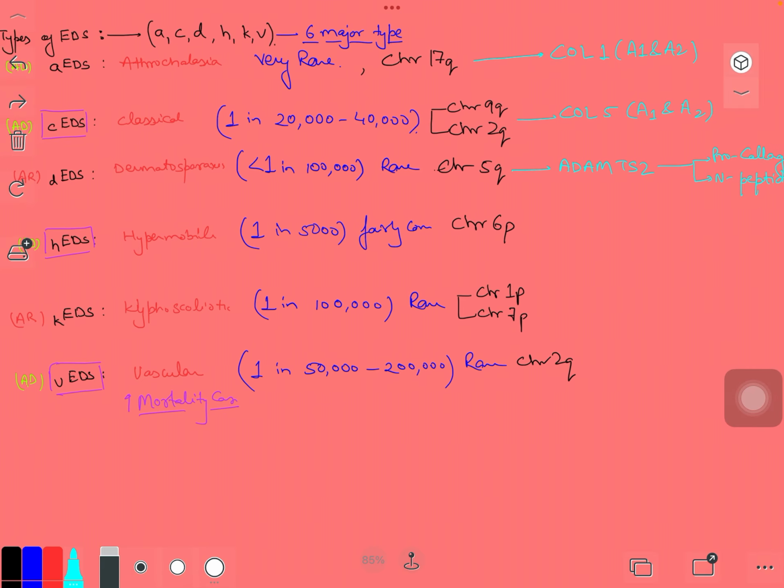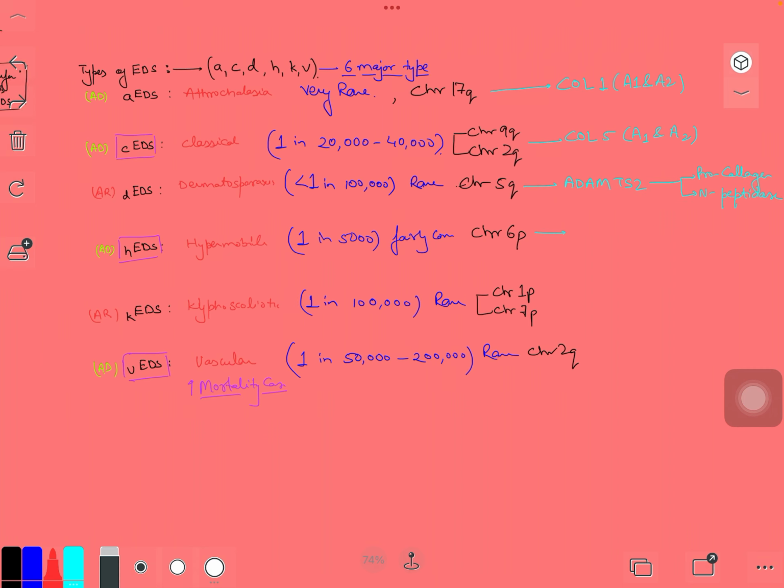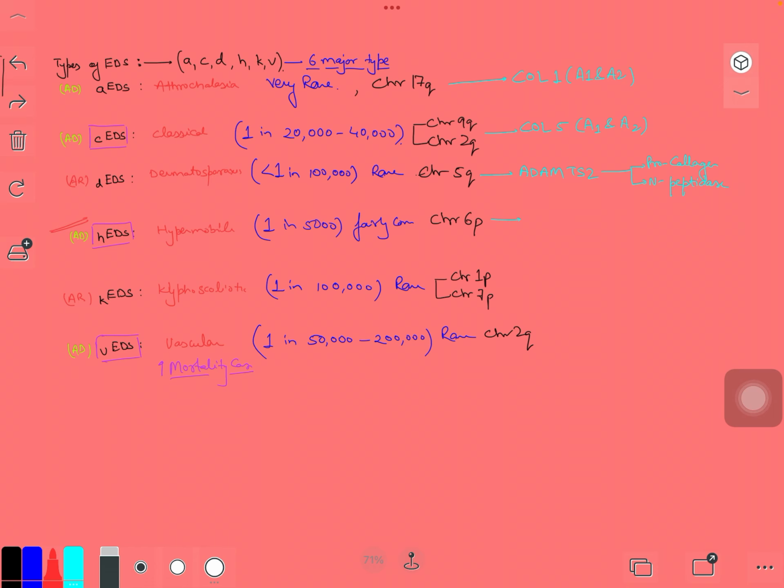Now for the H type, the problem with H type, even being so common, is that the gene is still unknown. We don't know. Anyway, it is proposed that it might have some linkage and association with genes associated with all the other variants. So maybe it can have association with COL1, COL5, and so on.